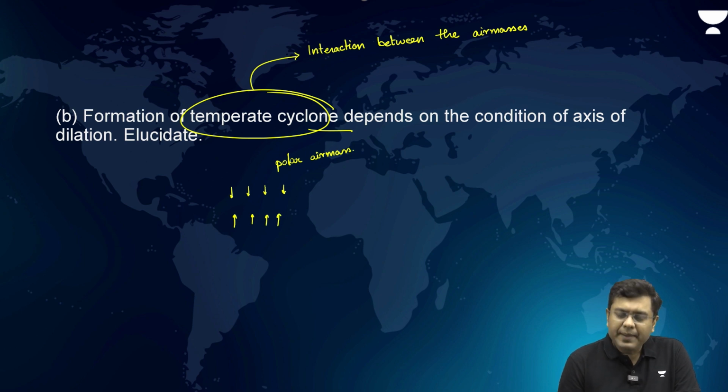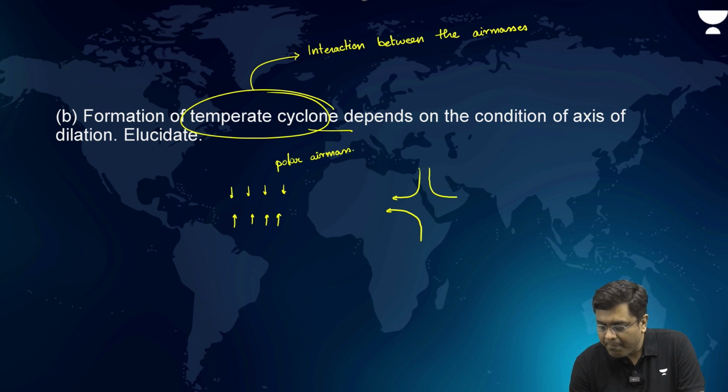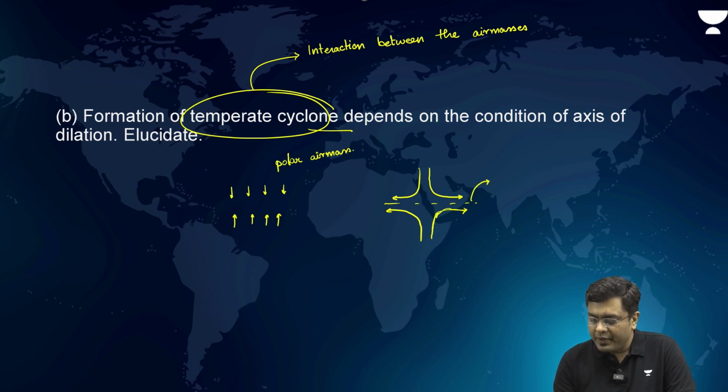So, basically, when they will end up converging, there will be a zone of convergence. So, at that zone of convergence, basically the air masses will end up diverging. So, what you observe here is basically the axis of dilation. This is what we refer to as the axis of dilation.